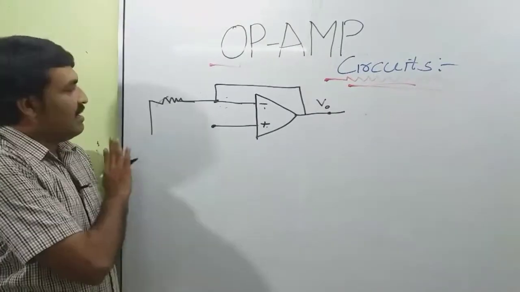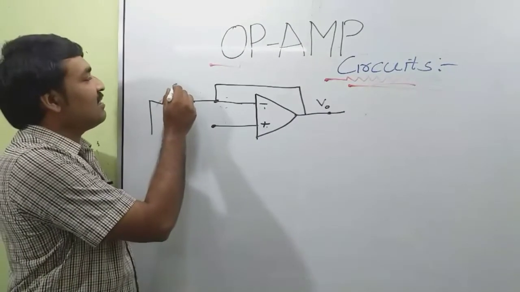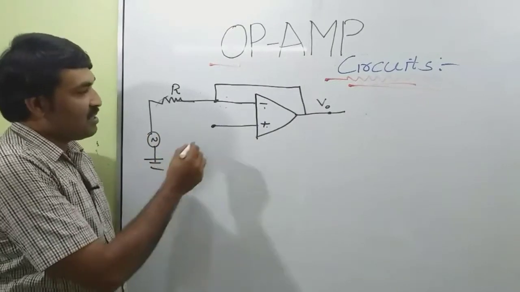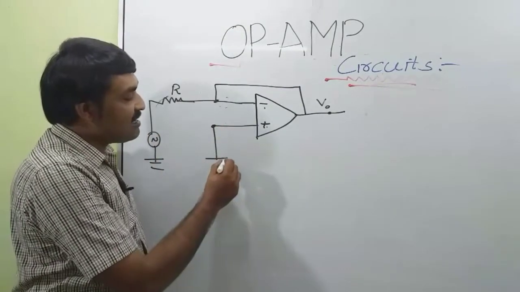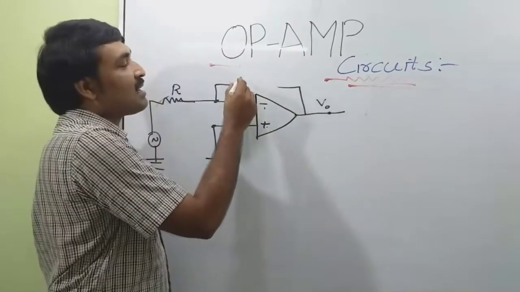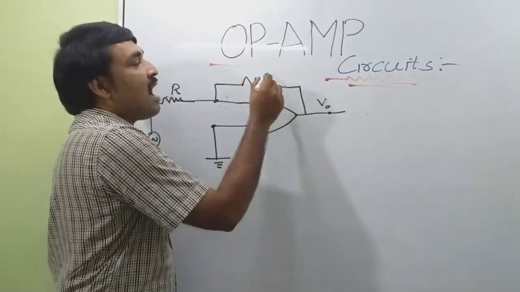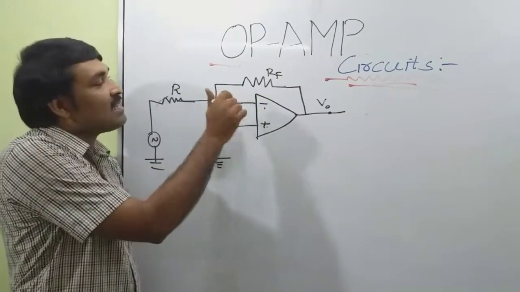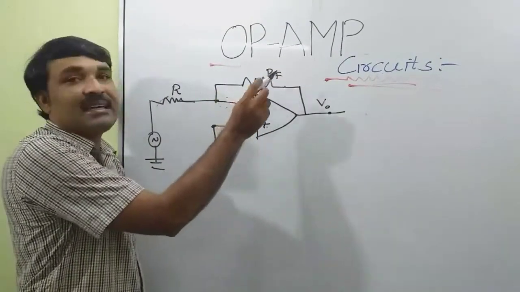And suppose I have a resistor here, it will be R, and a source here. This is the input source. I am grounding this non-inverting terminal. We have a feedback resistance of RF. This is a negative feedback circuit. This feedback is taken from this inverting terminal.